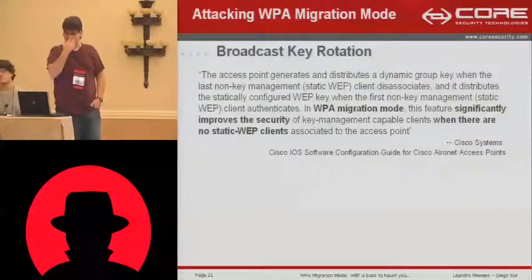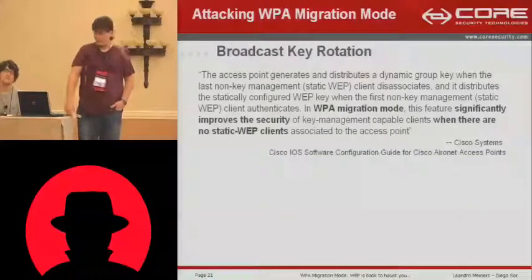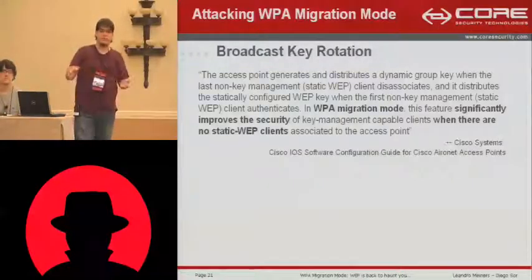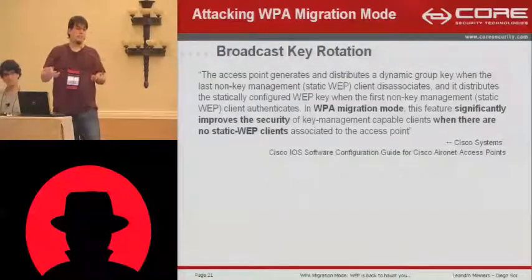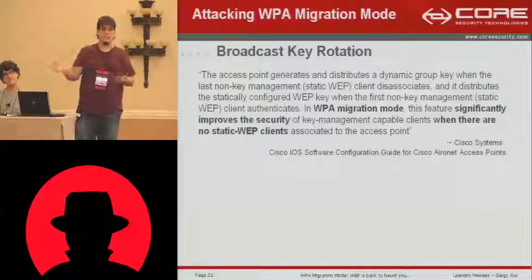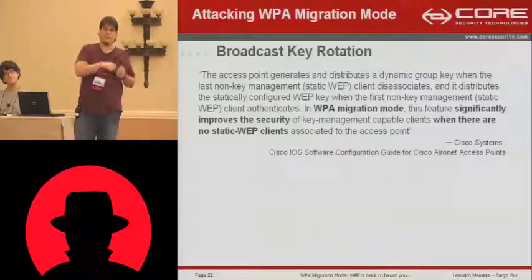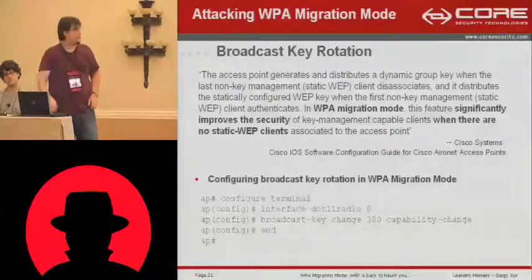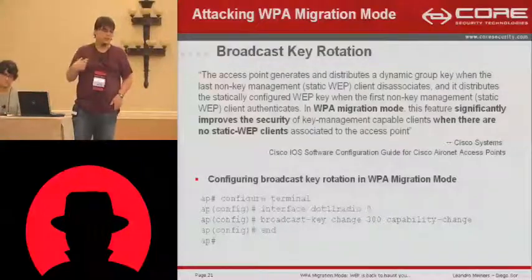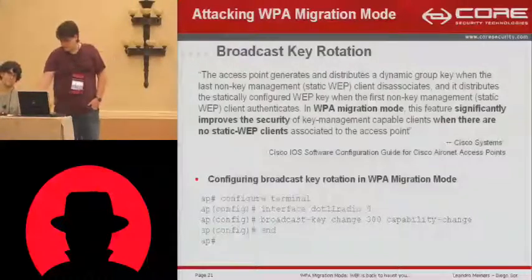So what we started to do was look to see what this broadcast key rotation did. And it basically, in the documentation, it says that what it does is that when there are no longer any static WEP stations using the network, it generates a new broadcast key dynamically and sends it out to all the WPA stations, so that instead of using the statically configured WEP key, you're using a new random key. And in order to configure this in a Cisco AP, you have to use the broadcast key change command. You specify the number of seconds that the key rotates, and you have to specify this mode capability change.